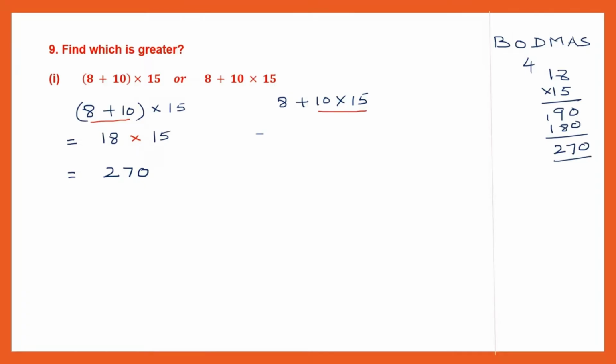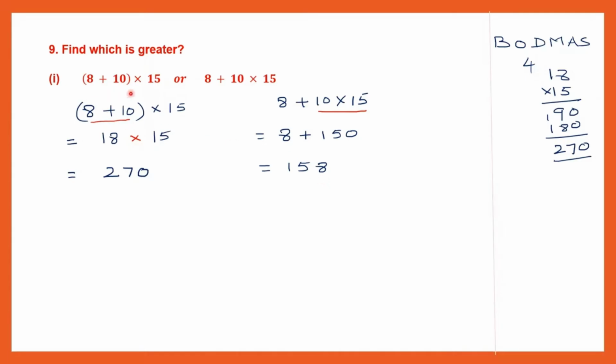So this will be 8 plus 10 into 15 is 150. And 150 plus 8 is 158. Now can you see that though the numbers are the same, we have 8 plus 10 into 15 here, and here also we have 8 plus 10 into 15. But here the brackets have changed everything. Because the brackets have come there, our answer here is 270, whereas on the other side, our answer is 158.